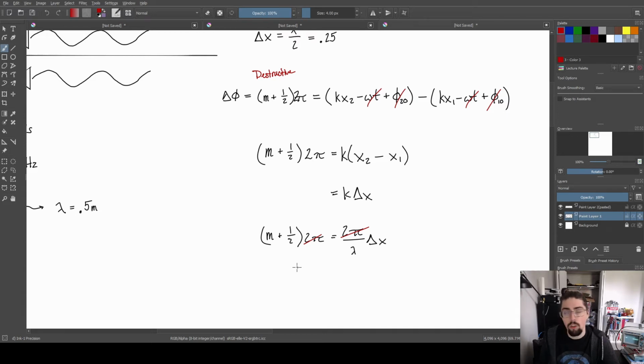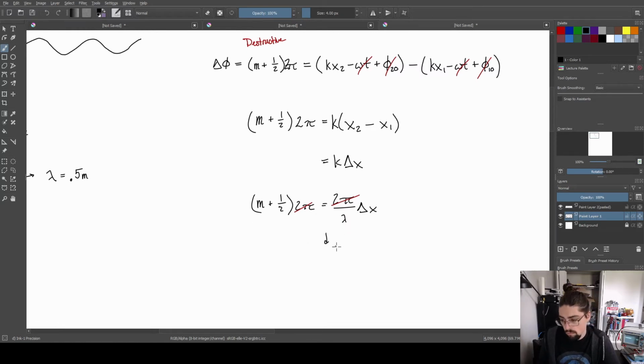The other thing that I can do is I can move lambda over. I can move m plus 1/2 over. Or actually, no, I'm solving out for delta x, so let's move the lambda over. I'm thinking about this wrong. The next problem's kind of similar to this one, so I keep getting myself turned around on which one I'm thinking about. M plus 1/2 times lambda is equal to delta x.